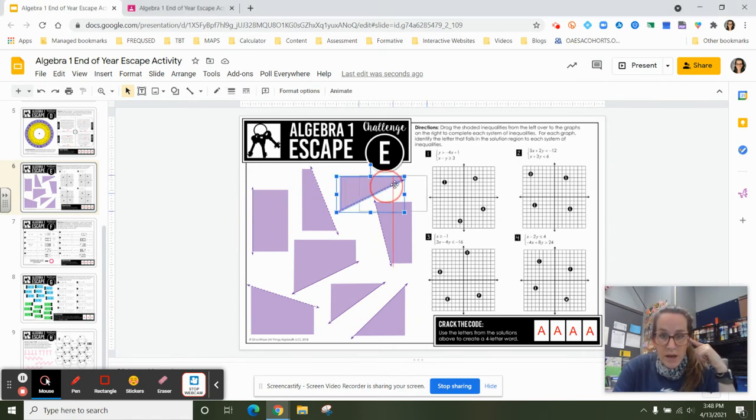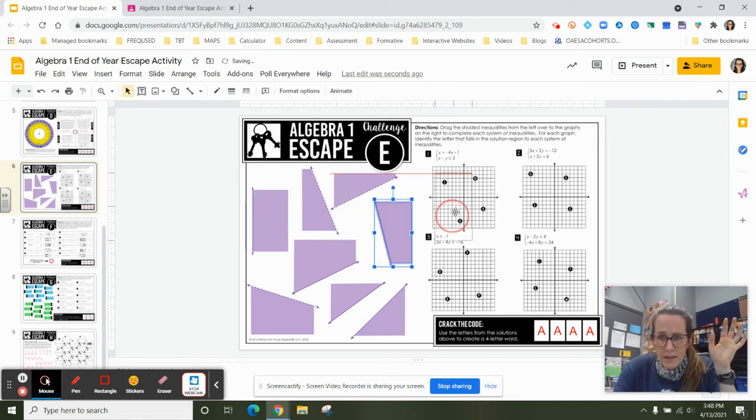This one's shading above. If I drag that over and I put it at my 1, I have to kind of play with it a little bit. But then I'm going to go and check my slope and make sure it works. But hey, my slope is negative, so that is definitely not a negative slope. I don't want to use that one.